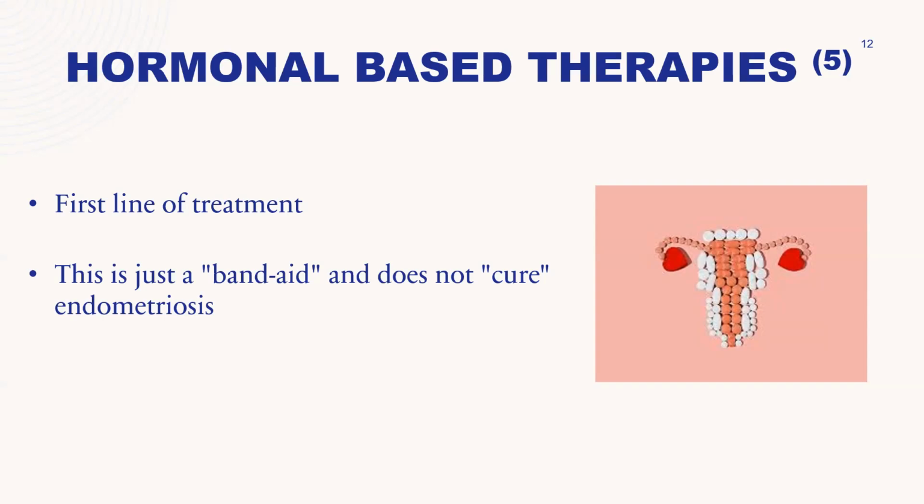Another type is a progestin, which works to keep the ovarian hormone levels low to prevent ovulation and suppresses endometrial growth. Some of the names that you may hear on the market are Provera or Depo-Provera. And then we have danazol, which exhibits some androgen, which is a male hormone effect and reduces ovarian hormonal production. This is just a Band-Aid and is not a cure for endometriosis.